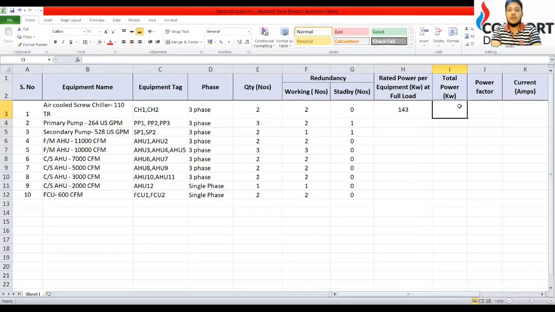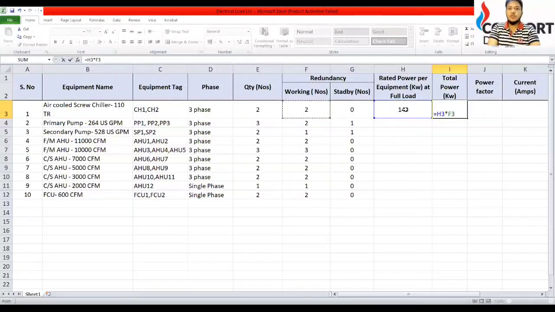Okay. Now what is the total power? How can we determine the total power? We will put an equal to sign. This is the rated power multiplied by your working quantity. We will multiply these to get the total power in kilowatt.